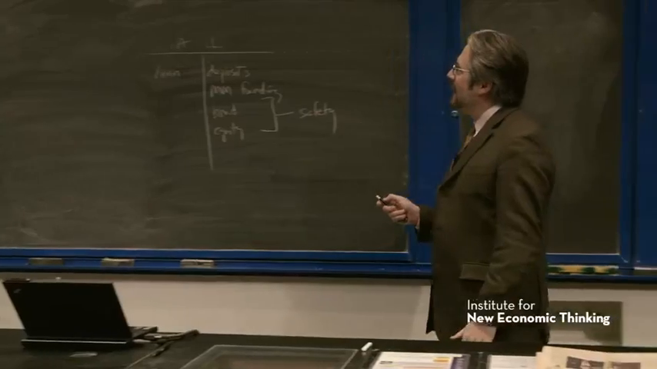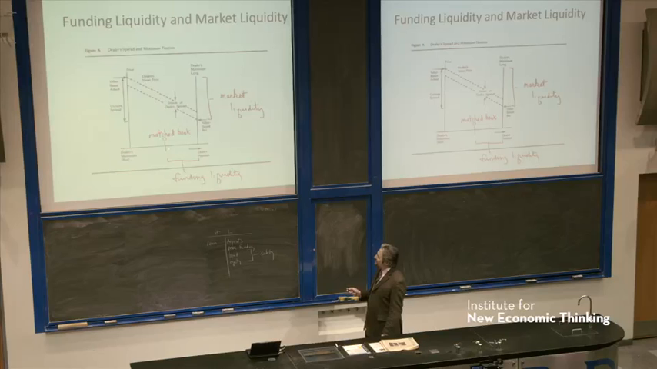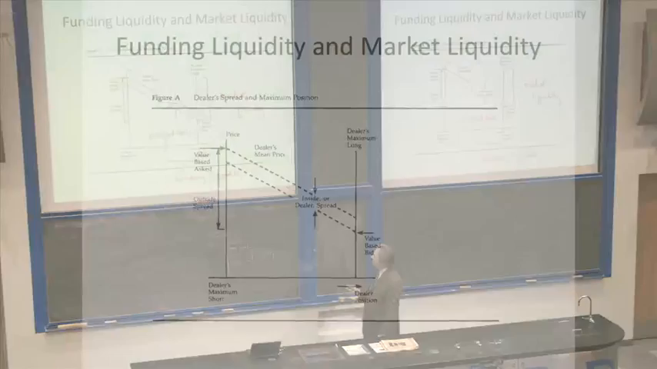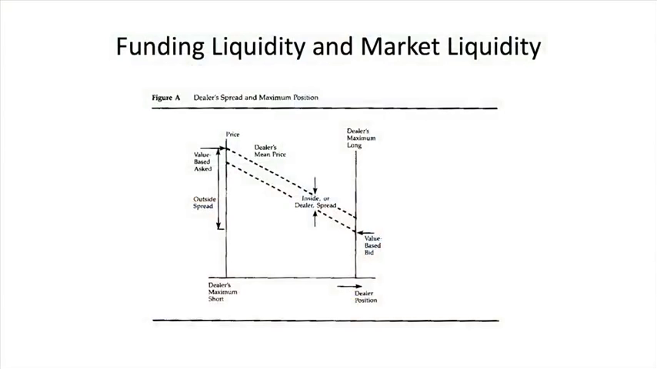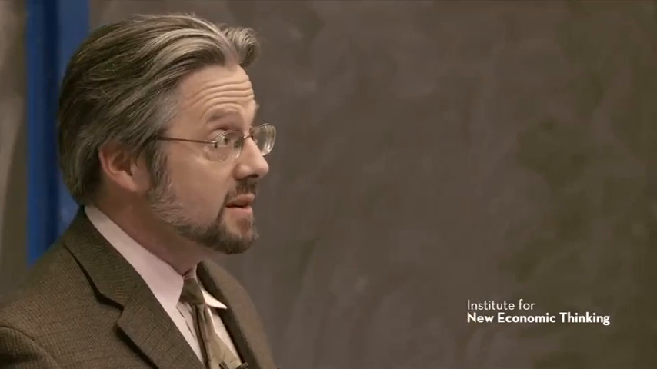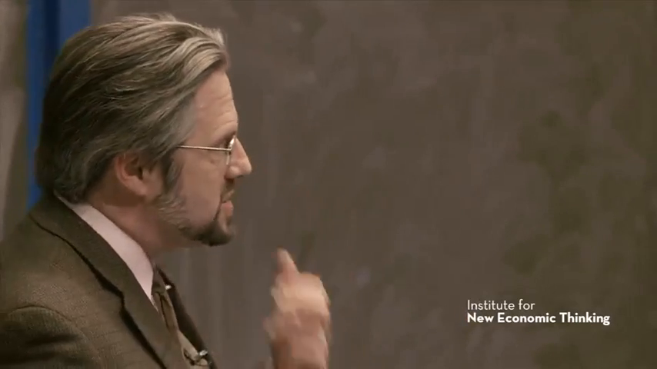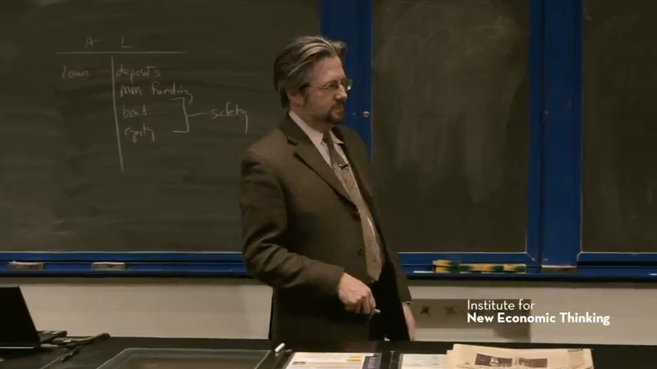I'm just reminding you here that matched book positions net out, but they could be very large. These are speculative positions, and they need to be funded. What dealers do is create market liquidity by moving imbalances in order flow onto their own balance sheet. This is all very familiar to all of you by now. So now let's move this into shadow banking. Here's a way to understand the boom.